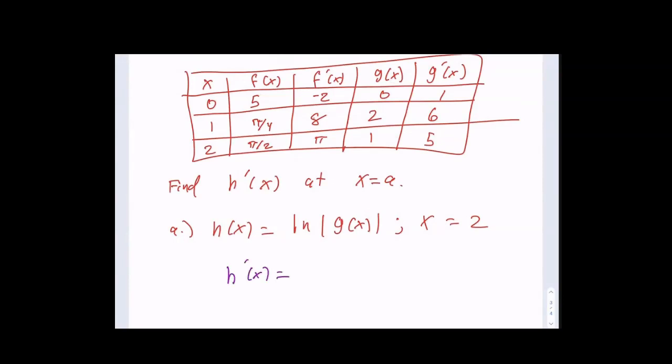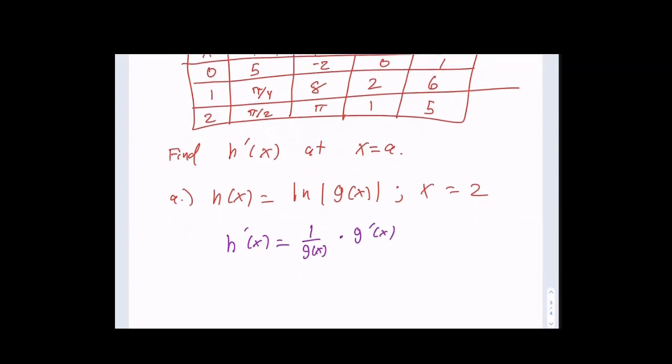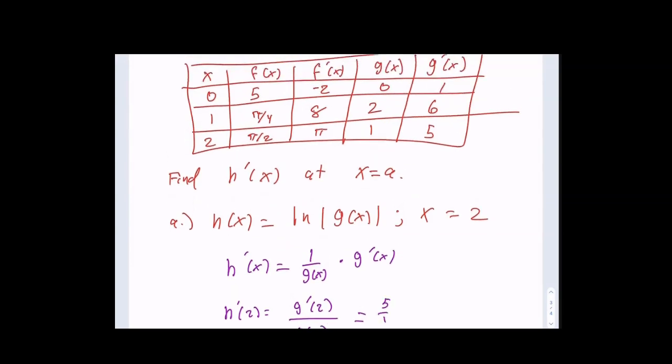So what's the derivative? This is a natural log with a chain. What's the derivative for this function? Come on, I want to get you guys out early. 1 over g of x times g prime of x. Yeah, times the derivative of g, so g prime of x, good. And I want to find h prime of 2, which gives me g prime of 2 over g of 2, which is 5 over 1. There we go. So my answer is 5.